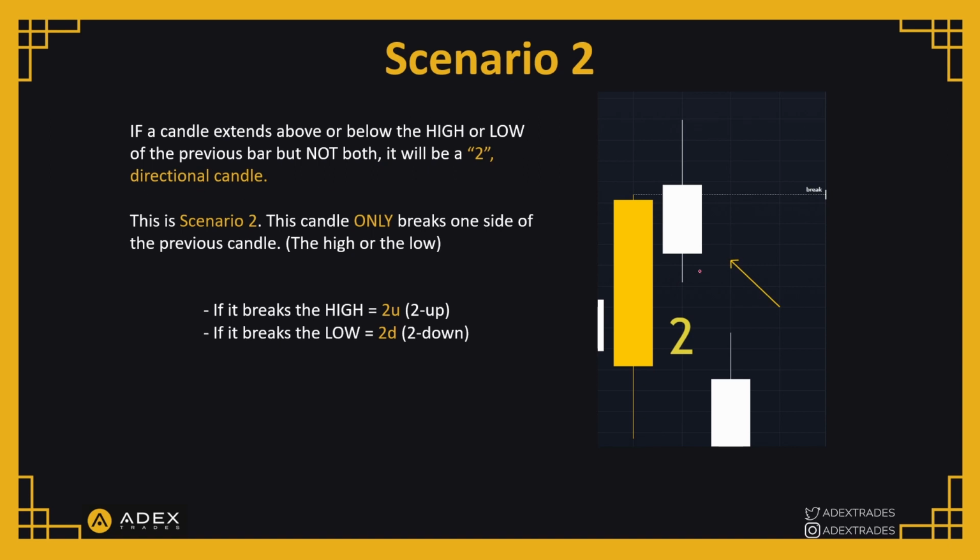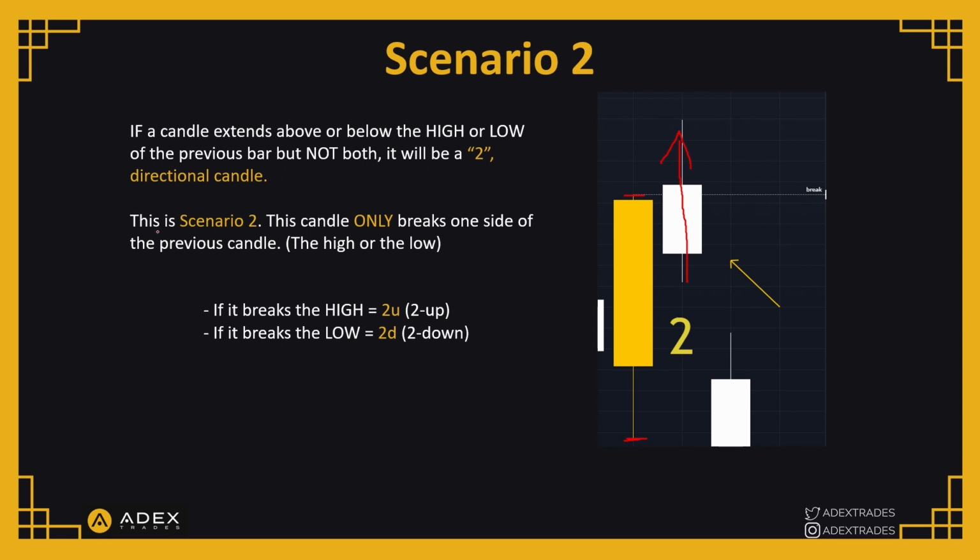In this example right here, if you were to mark the high and the low of the candle, notice how price breaks one side. Price breaks the high, right? It doesn't break the low. Because price broke the high, this is considered a 2-bar. A 2-bar, or a scenario 2, is when price breaks one side. It can either be the high or the low.